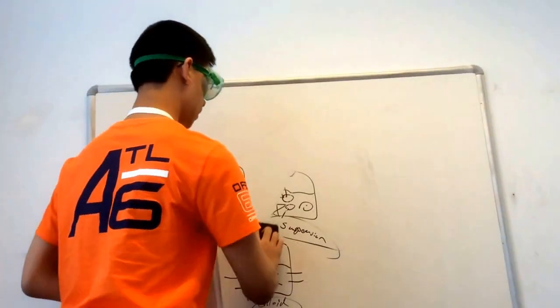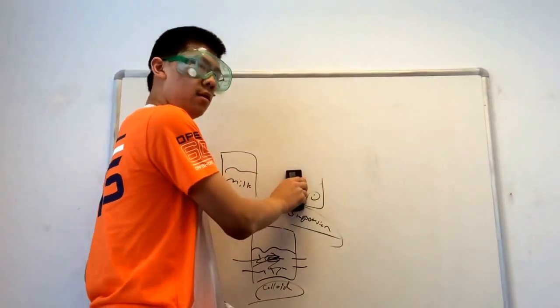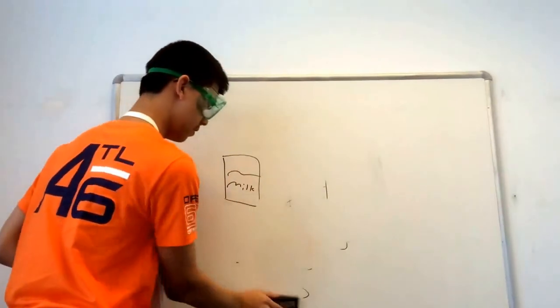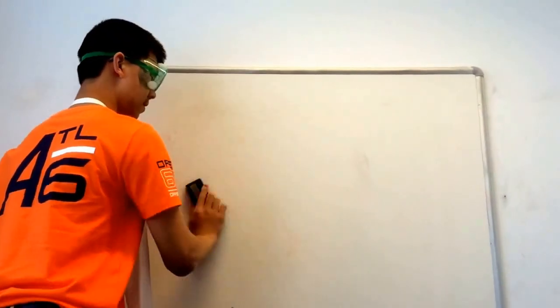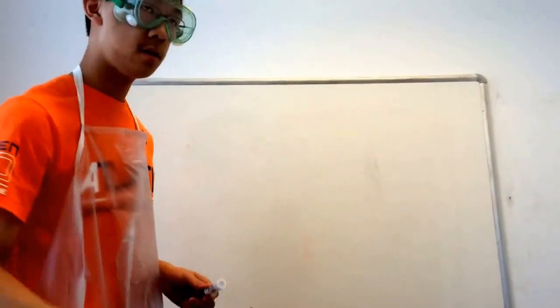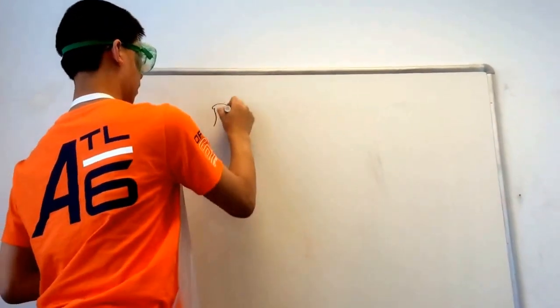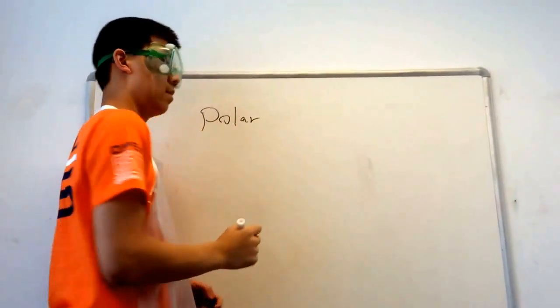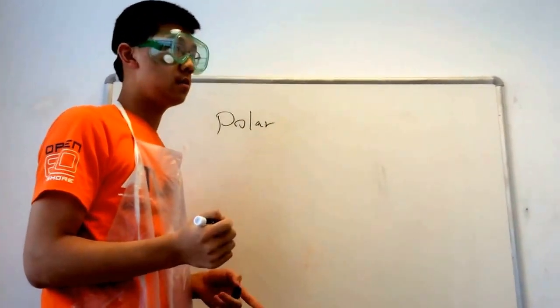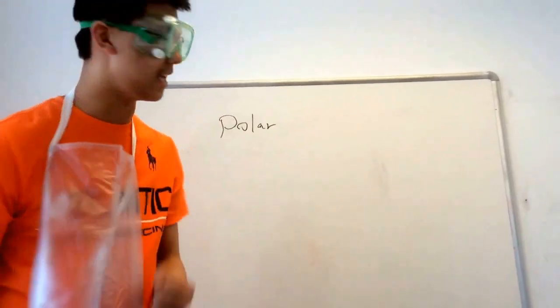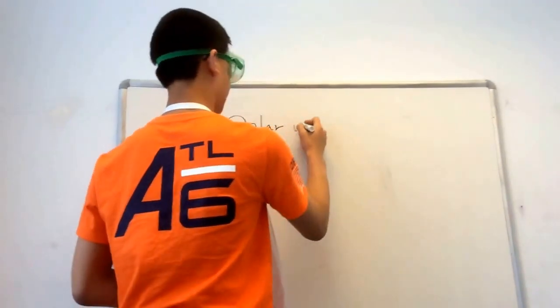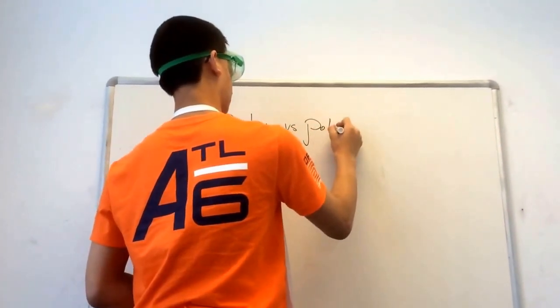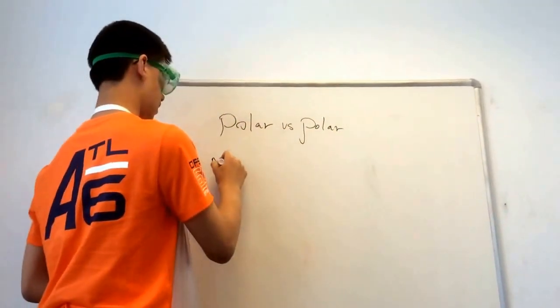Now, what about solubility? Ain't nobody got time for that. Let me explain. Solubility is based on the rule that like dissolves like. Do you know what that means, Will? No. Don't use Siri. That means that polar things dissolve in polar materials, while non-polar things dissolve in non-polar materials.